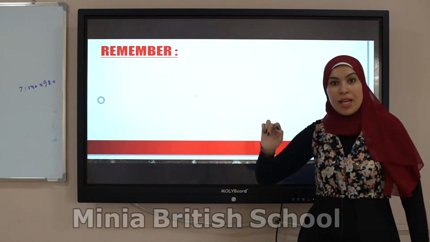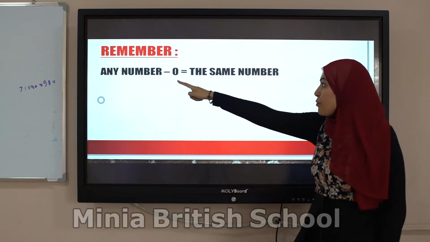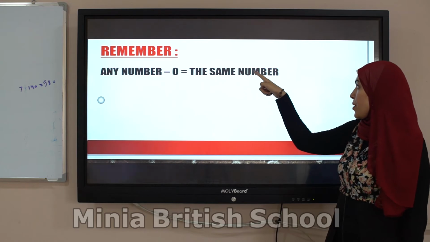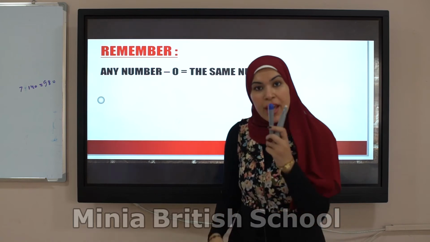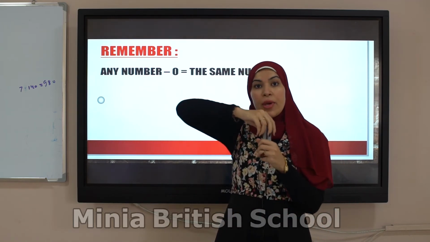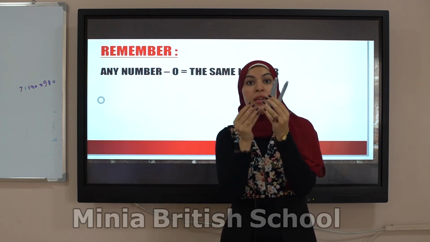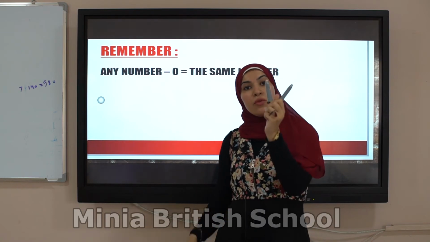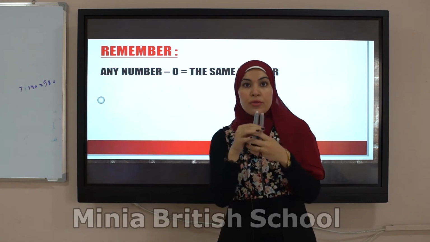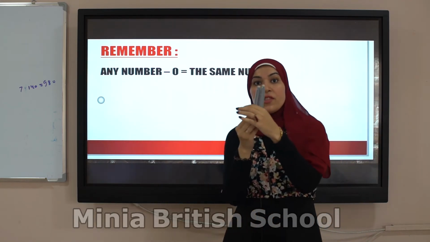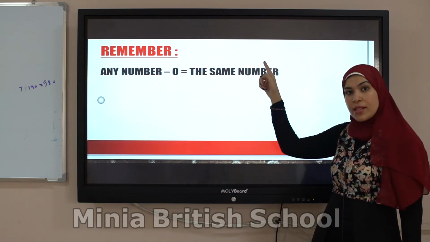Remember, in subtraction we have 2 rules. The first rule, any number minus 0 equals the same number. If I have 2 pens and I take away 0, I take away nothing, the answer will be the same number. I have the same 2 pens. So here any number minus 0 equals the same number.